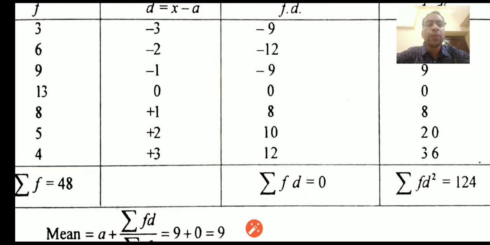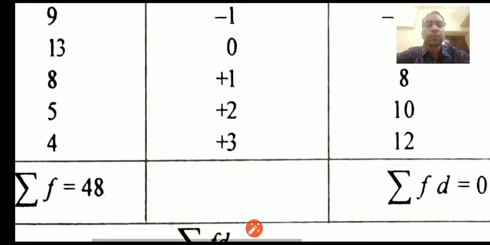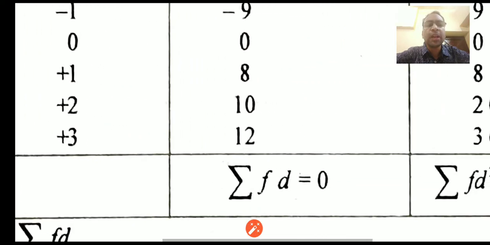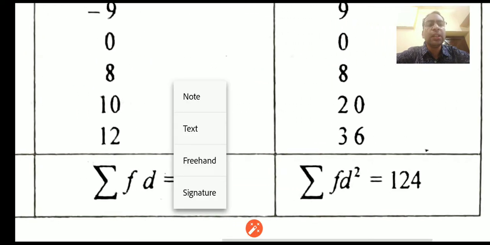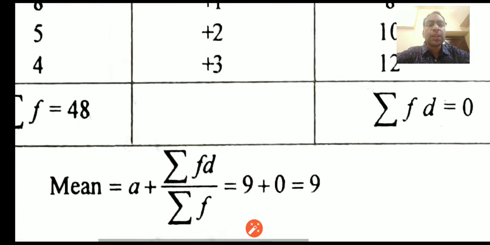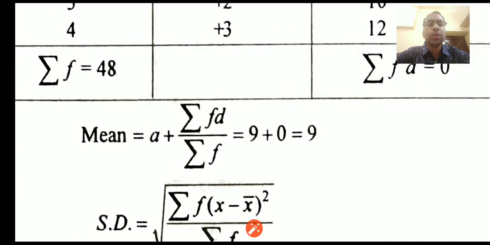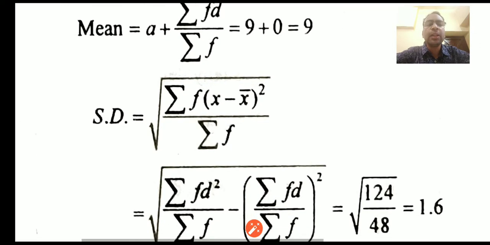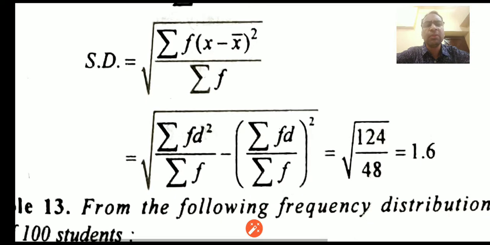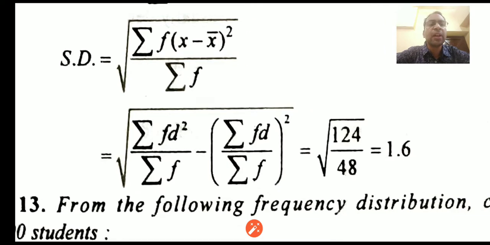Finally, sigma. So for what values do we need to find the sigma? For the frequency, sigma f. For sigma fd and sigma fd square. So we need to find out these values. Now let's have the mean. Mean can be calculated as a plus sigma fd upon sigma f. This is 9, and we can calculate the standard deviation. So we will be using the shortcut method of the standard deviation, under root sigma fd square upon sigma f minus sigma fd upon sigma f whole square.